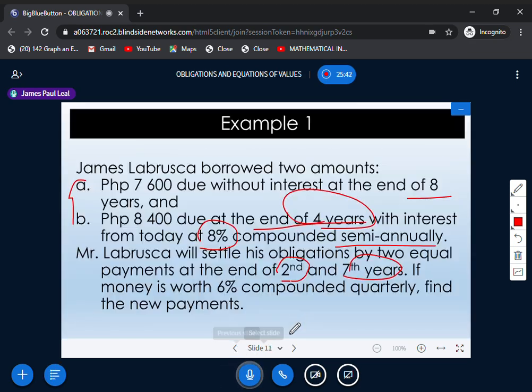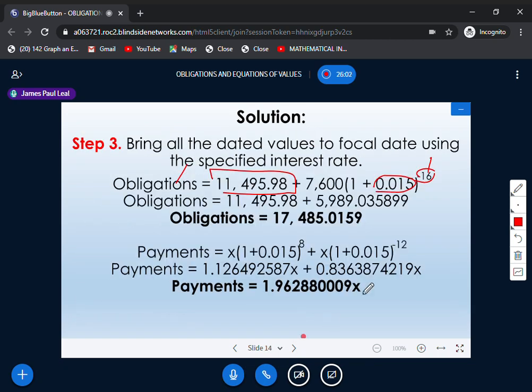Again, we have here 0.06 as we computed, right? 6% or 0.06, and it compounded quarterly, so we have 4. All you have to do is you have to divide that one, 0.06 divided by 4, and that will be served as your i. That's why we have here 0.015. So if you're going to simplify that one, you will come up with 0.015, okay?